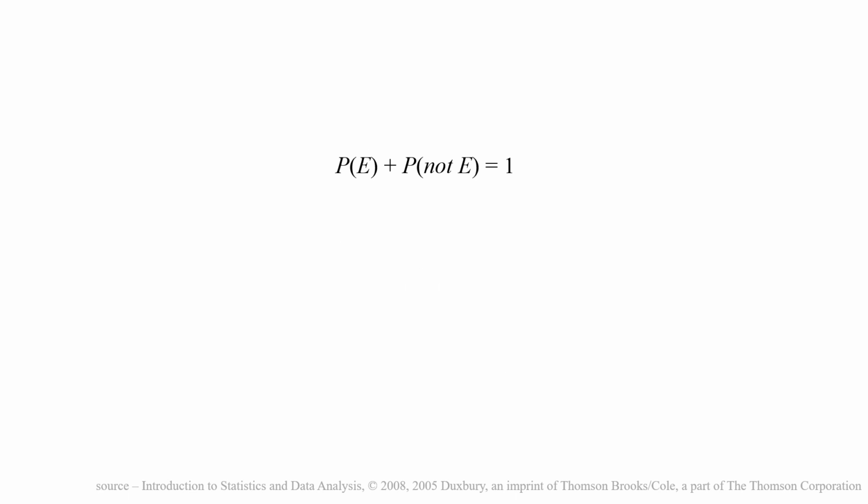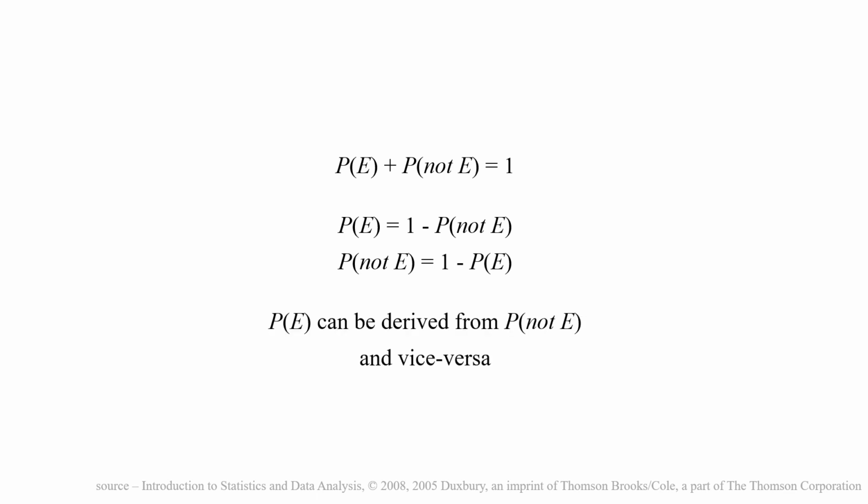From probability of E plus probability of not E equals 1, we get probability of E equals 1 minus probability of not E, and probability of not E equals 1 minus probability of E. The above two equations are quite useful when one of the two probabilities is not straightforward to evaluate. Probability of E can be derived from probability of not E when probability of E is not straightforward to evaluate, and vice versa.